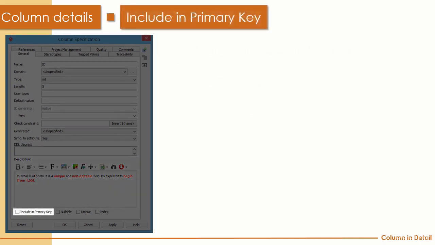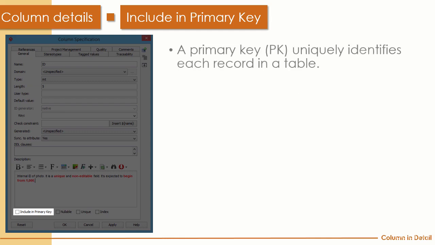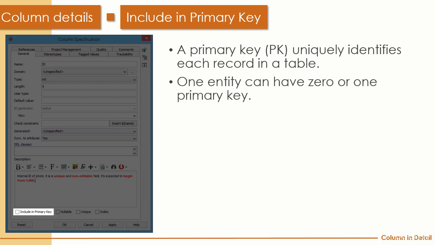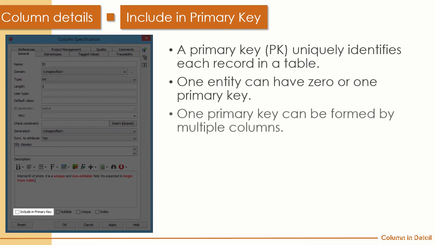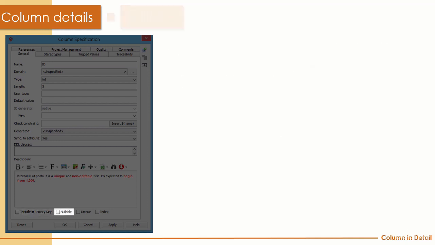Under the description box, we have four checkboxes. The first one is include as a primary key. The primary key is a unique identifying value for each record in the table. We will talk more about primary keys later on. One entity can have zero or one primary key, and the primary key can be formed by multiple columns. So you can combine multiple columns to be a primary key, but each table only has one primary key.